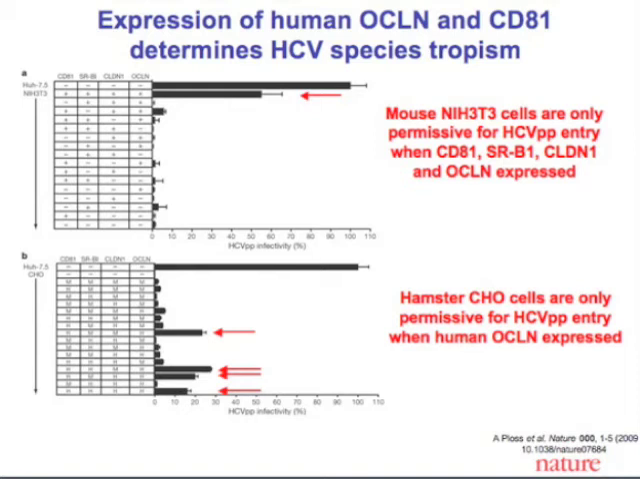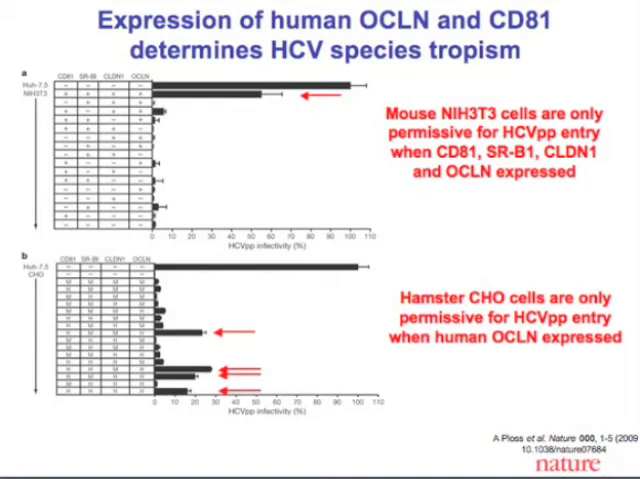Then they did similar studies in these Chinese hamster ovary cells that, again, if you don't have any of the receptors, they're not infectable. But if you express all 4 of these receptors, you can get good virus entry. And what was interesting is that this also looked at, they switched out human versus mouse for the 4 different receptors. And then you can see with the red arrows that the occludin-1 had to be human occludin-1 for virus entry to occur.